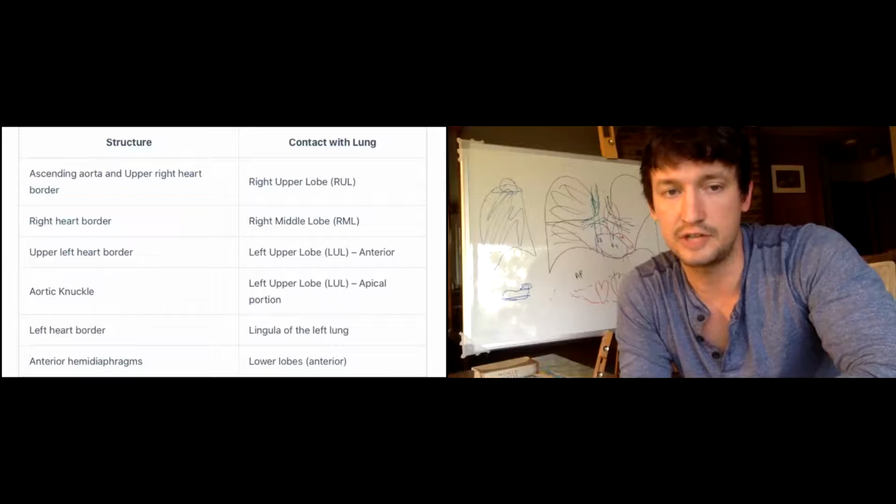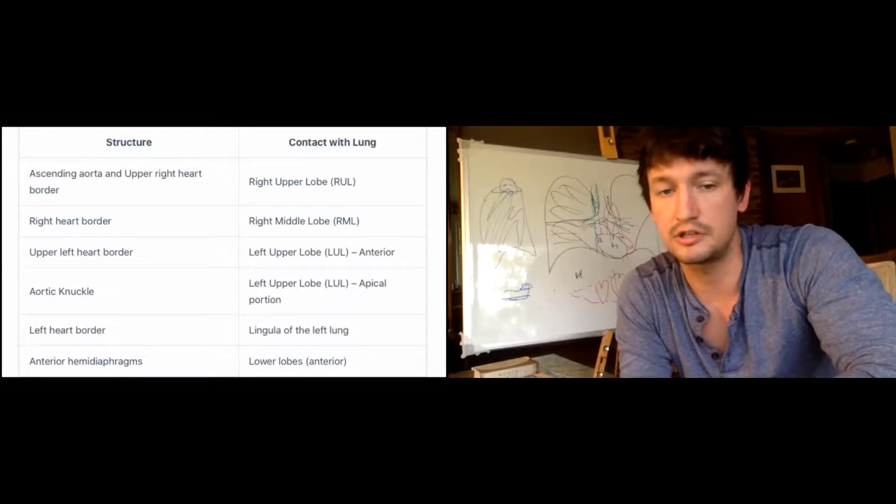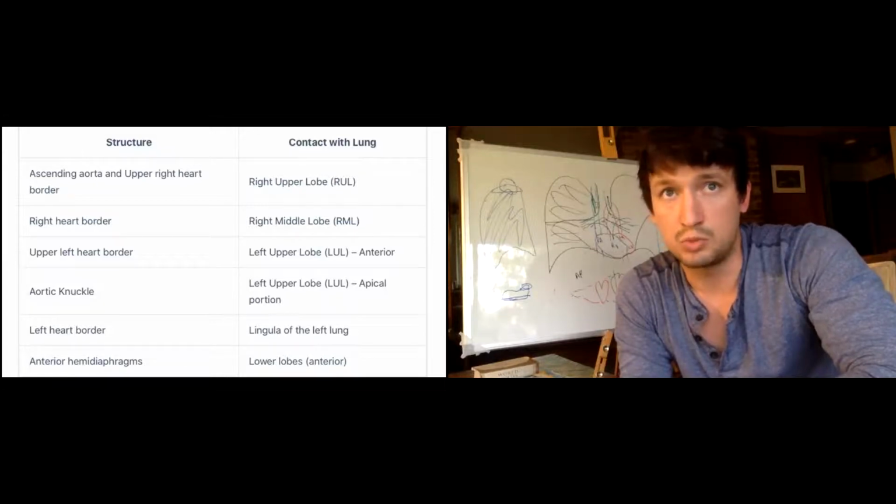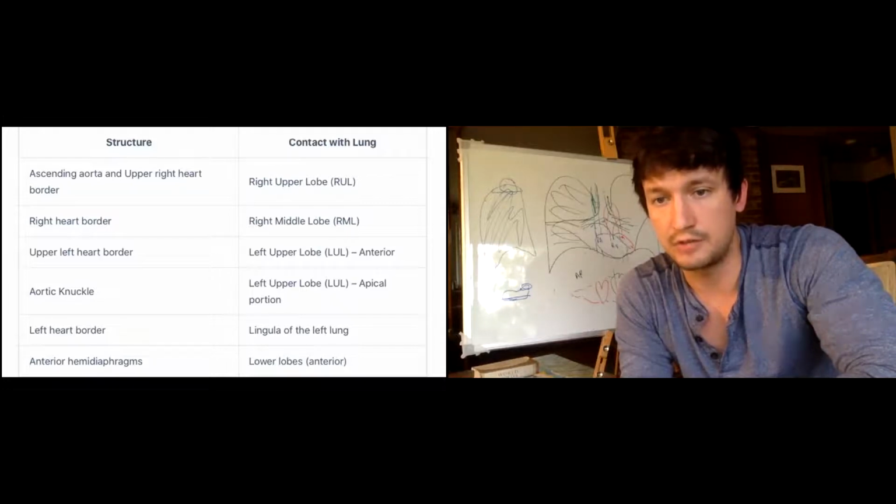So this is a chart that shows if you can't see your left heart border, then there's going to be a consolidation or a mass in the lingula of the left lung. If you can't see the left hemidiaphragm, it's going to be the left lower lobe. If you can't see the right hemidiaphragm, it's going to be the right lower lobe. If you can't see the right atrial border or the right heart border, it's going to be the right middle lobe. If that makes sense to everyone, we'll see some examples on the next slide.